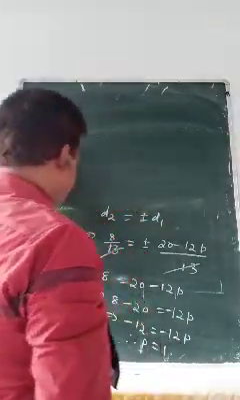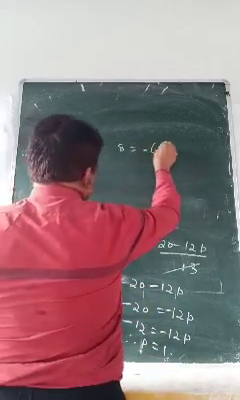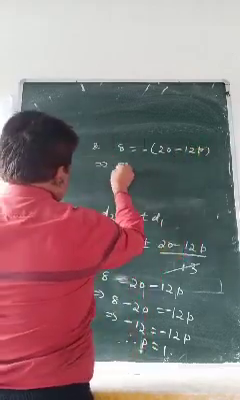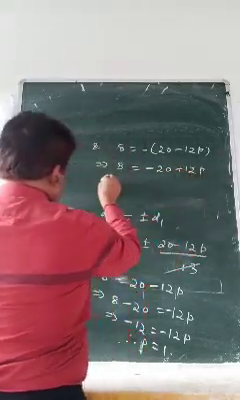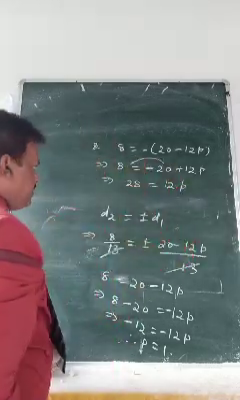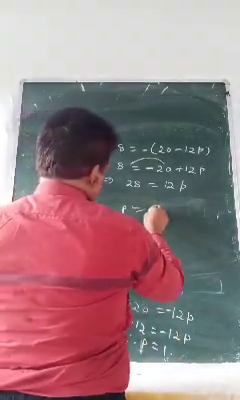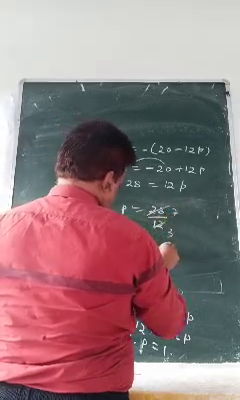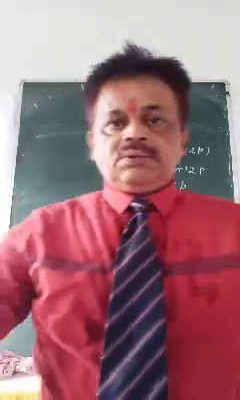And 8 equals minus 20 minus 12p. 28 equals 12p. This is from this side, 28. So P equals 28 by 12, 7 by 3. So remaining questions in the next class.